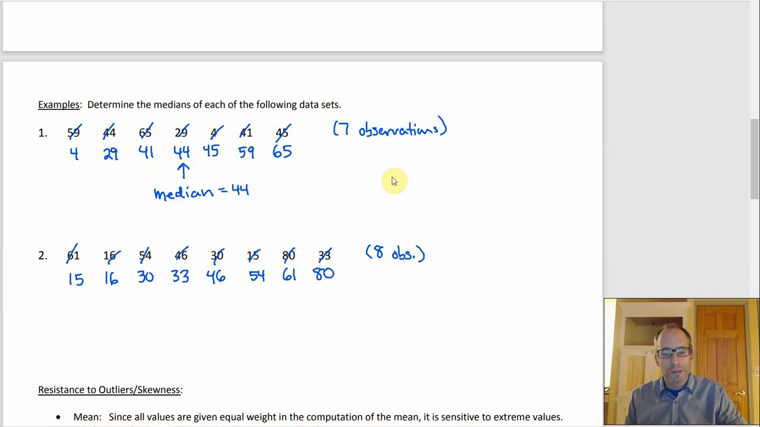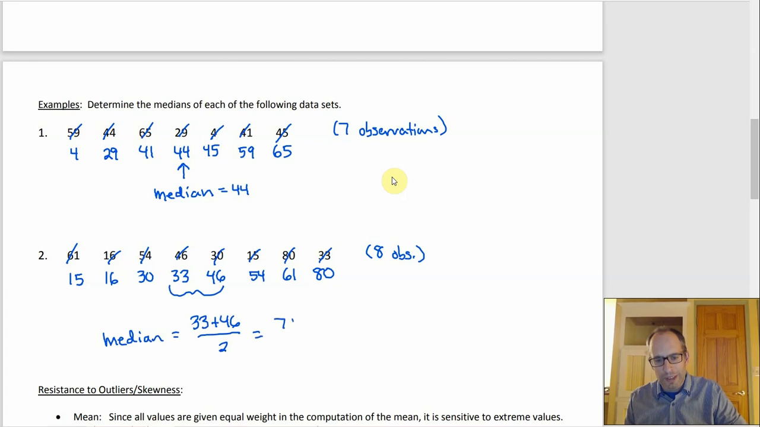And there are 8 of them. So the 2 that are the most central are these 2, the 4th and the 5th, right? Because around this grouping of 2 that I have with that bracket, you got 3 down here, you got 3 up there. So the median would be the average of those 2. So it's 33 plus 46 over 2, which is 79 over 2, which is 39 and a half.